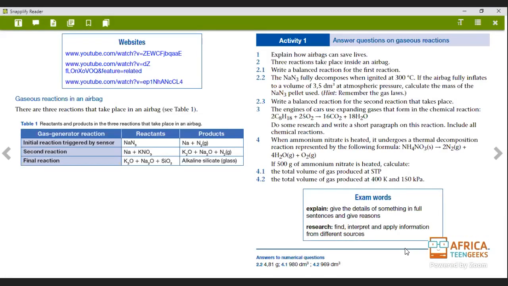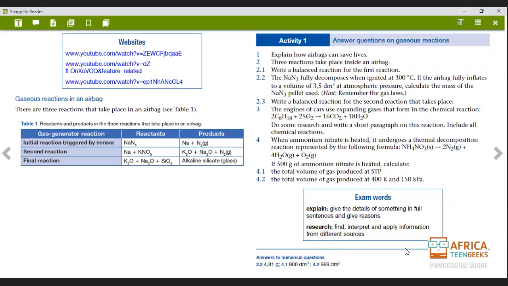Okay, so for the part, because yesterday, if you guys remember properly, we started the part of explosions. We did explosions, and I asked you guys to go do number 3 and number 4, but I asked you to do number 4.1 because with the expanding gases. Okay, so what it says here, it says the engine of a car uses expanding gases that forms this chemical reaction.